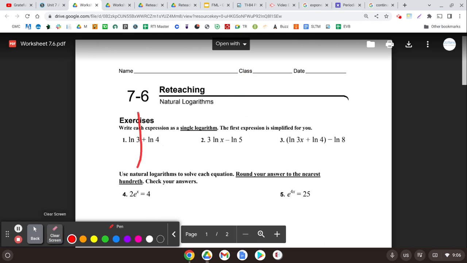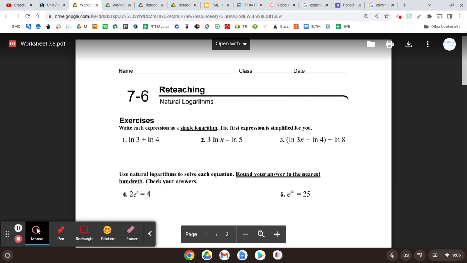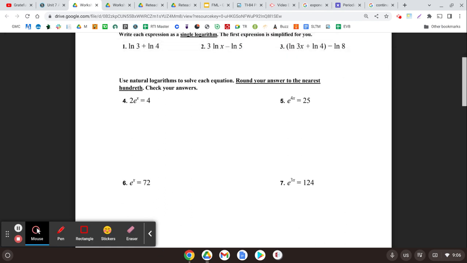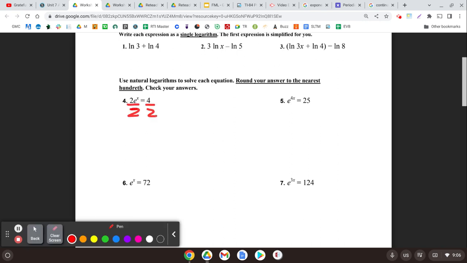So, shoot. How do you solve something like this? Well, just like before, you get the term by itself. So divide each side by 2. You get e to the x equals 4. And then what's the base? e. So basically you would say log base e of 4 equals x.